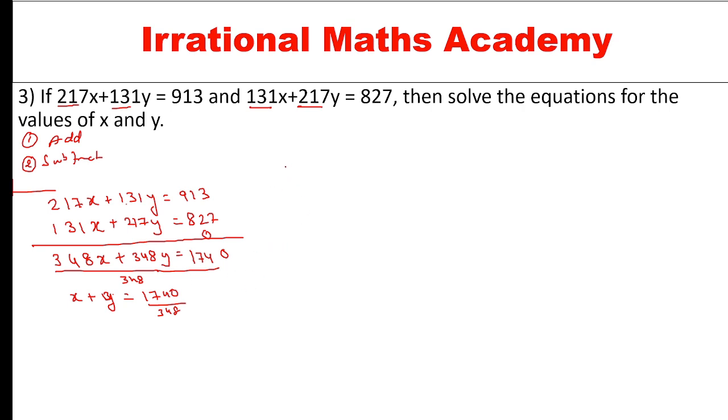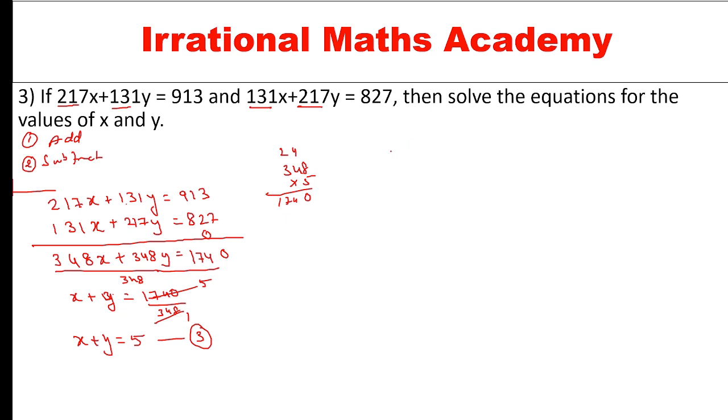So what will you get here? Let us check. 348 into 5, if I do, what I'll get here? 40 and 20, 24, 5 3 15, 16, 17. That means what? 1 times 5 is 5. So x plus y equal to 5. So take this one as your equation 3.